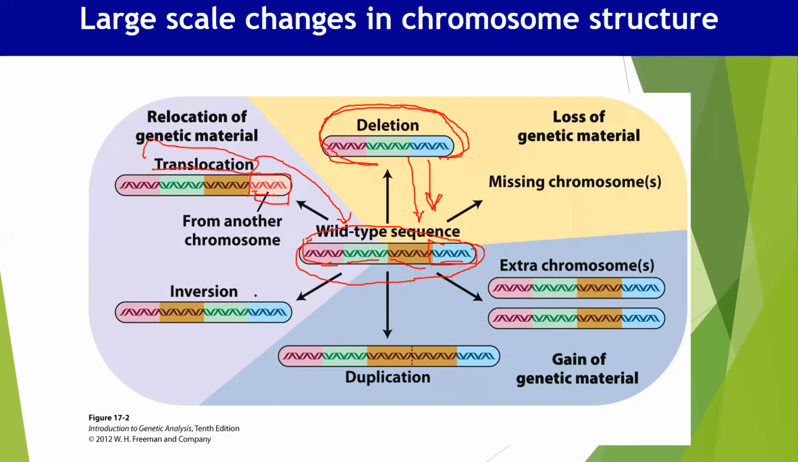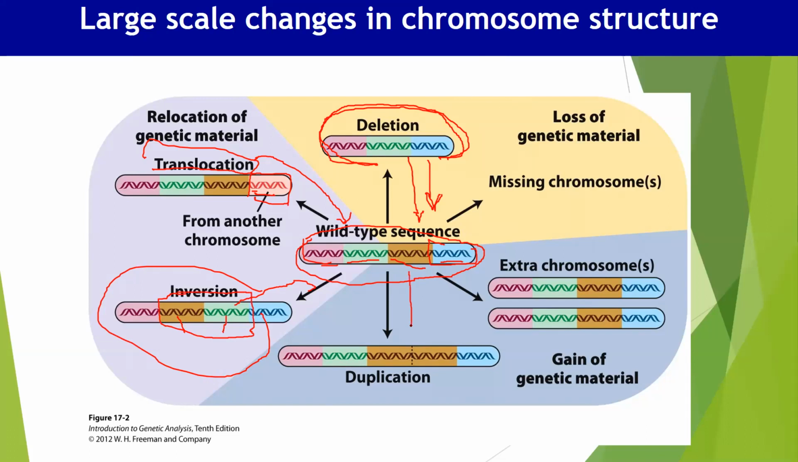Okay, and so if you compare this one with the wild type, you see the order of the brown one and the green one has been changed, right? So that means this region has been inversed. So this is the inversion.